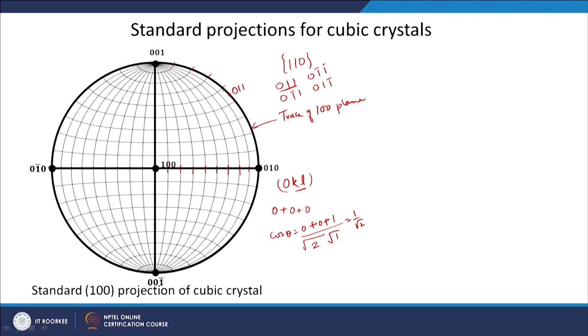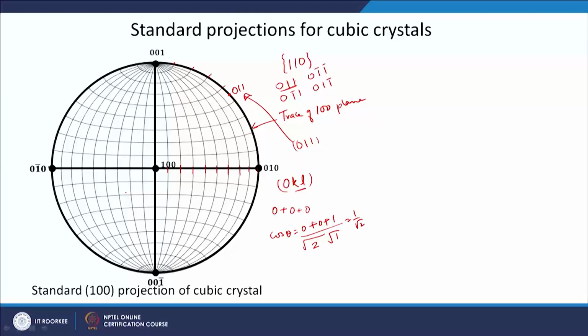If I do a vector addition here, 0 plus 0 will be 0, 1 plus 0 will be 1, 0 plus 1 will be 1. So vector addition proves that this should be 0 1 1. Either you can find it out from the angle or from vector addition, and there is another method to find out the pole at a particular location.